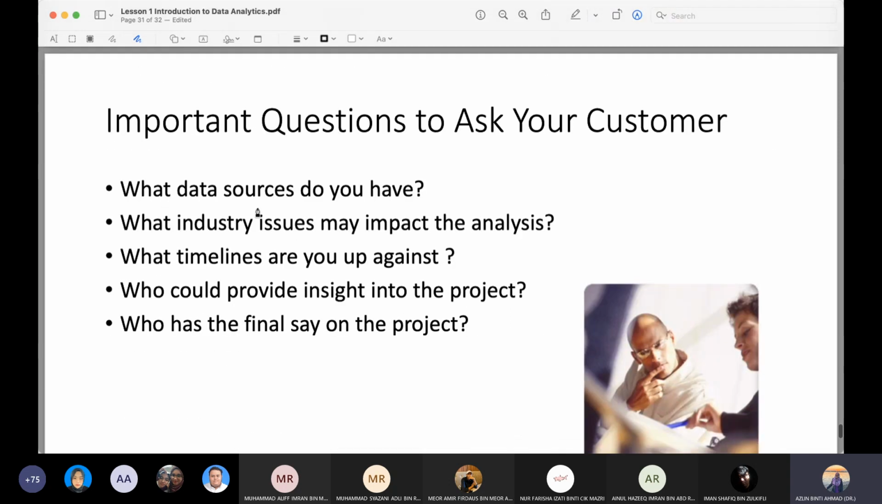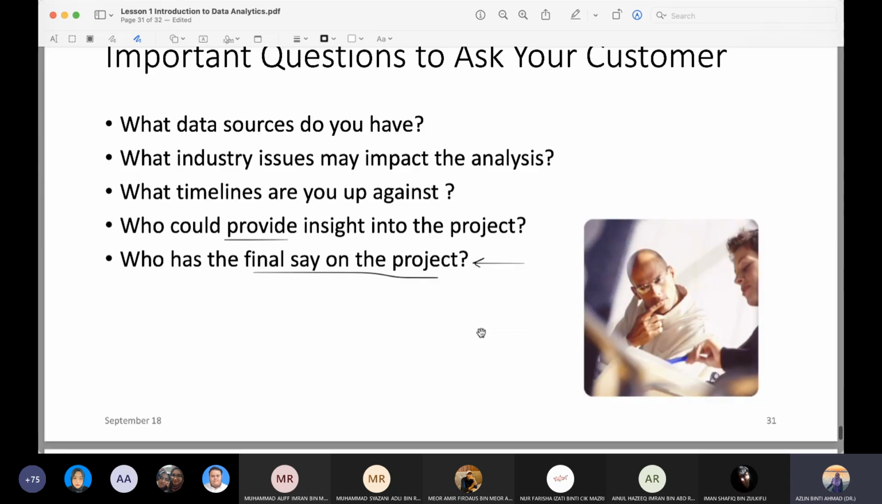And then what data sources do you have? What industry issues may impact the analysis, the timeline, the insights? Who could provide insights, maknanya selain daripada user tu, who else that can give more info, more insights about the project? And then who has the final say on the project? Siapa yang akan cakap, okay, that's it, dah betul dah, this is what we want. Siapa yang akan put the full stop dekat project tu.